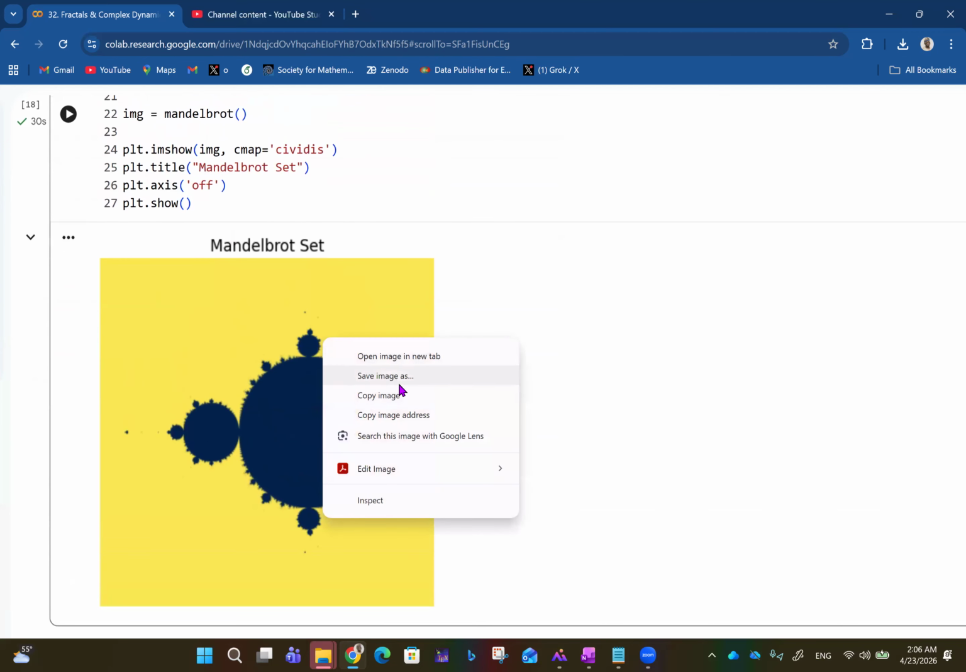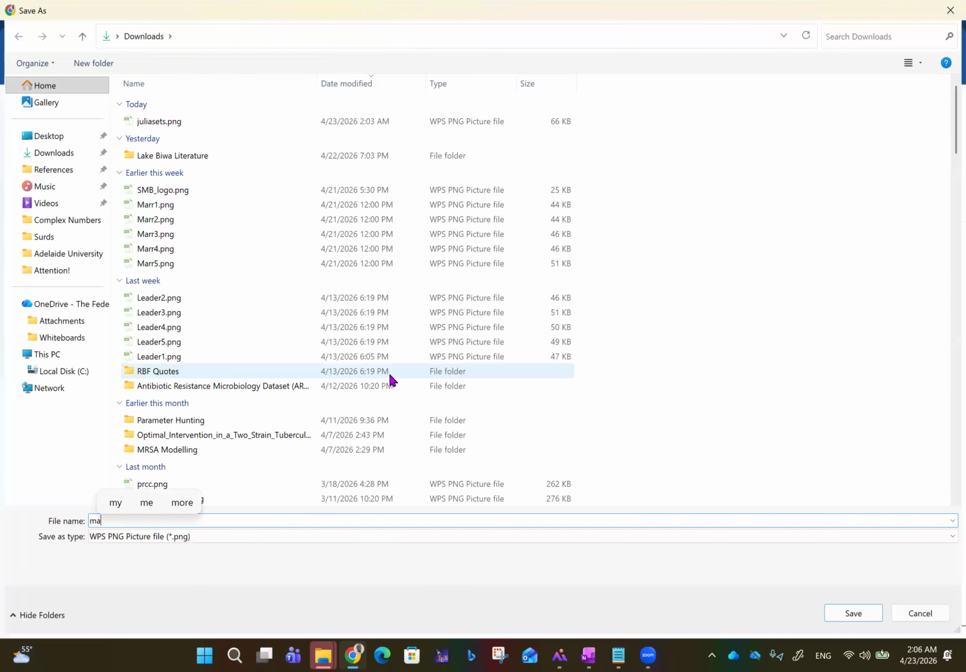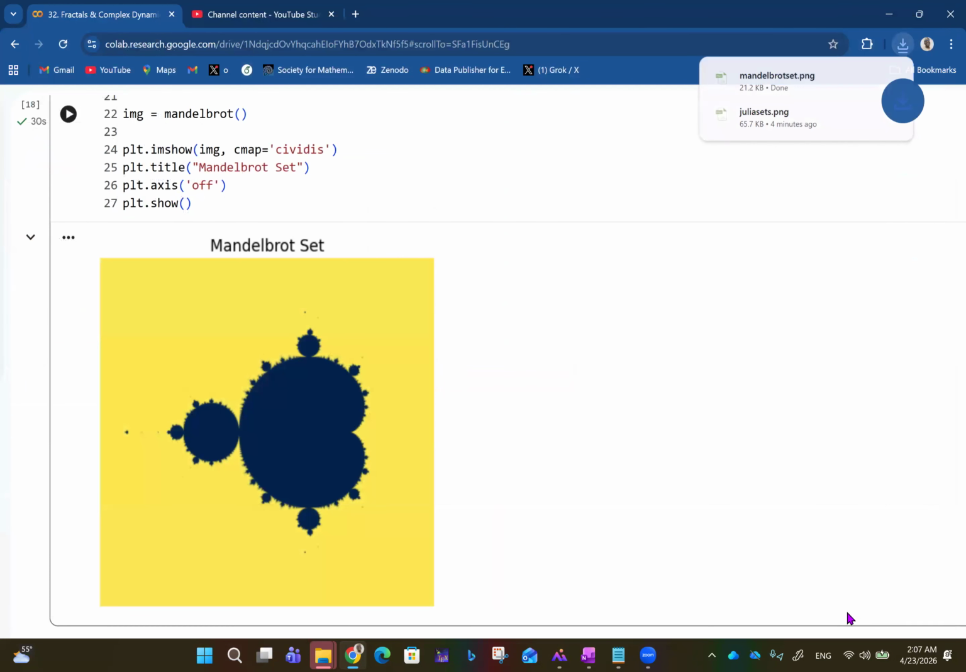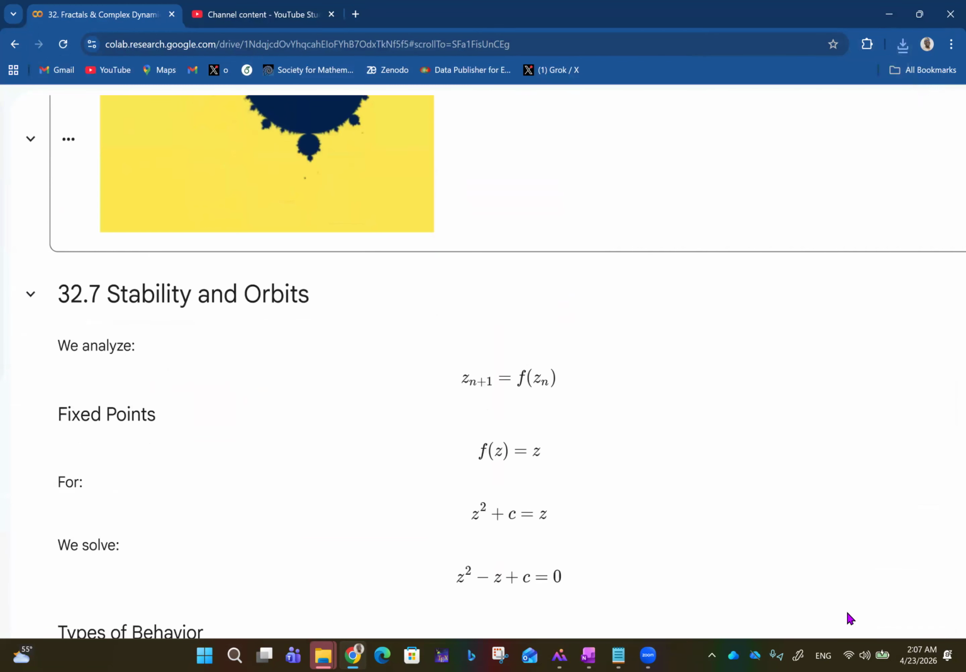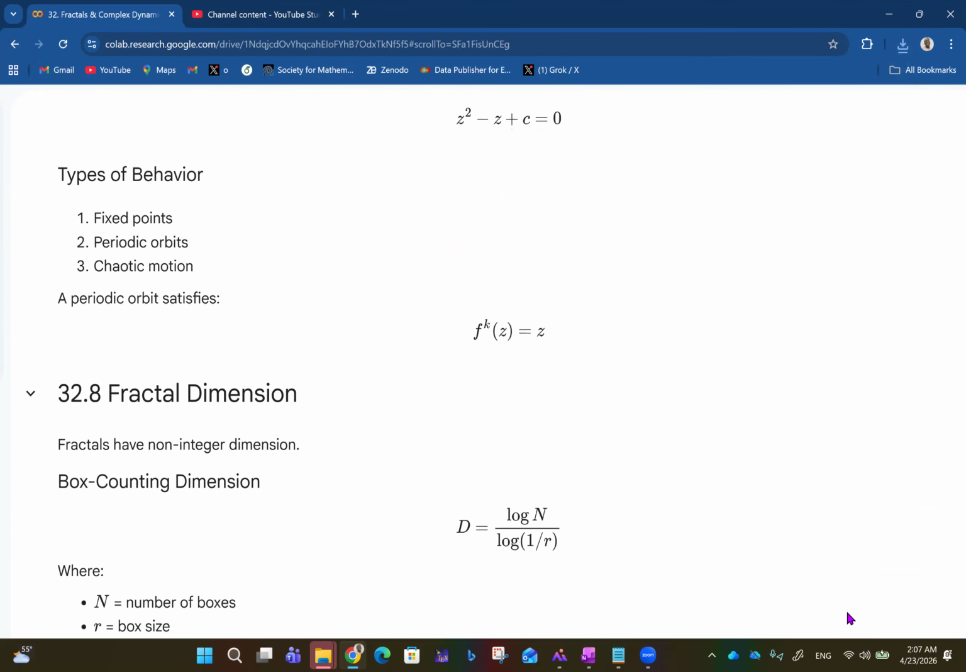Let me save this one also. So this is Mandelbrot set. Save images, Mandelbrot set. So we have this. So, yeah, for stability, we've talked about that.